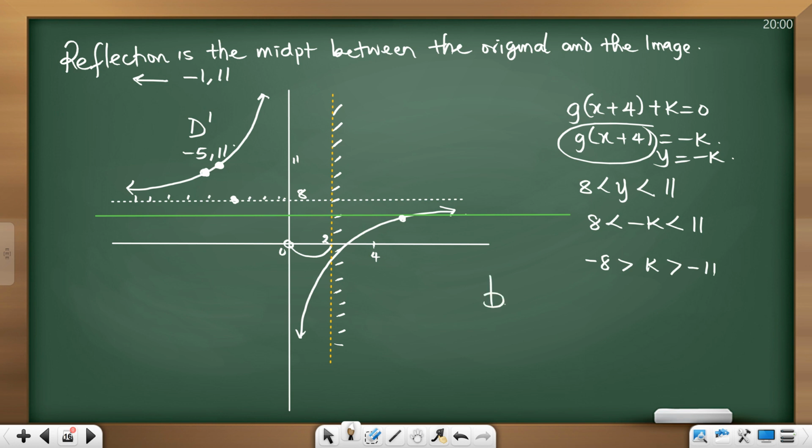Remember, your inequality must be written as less than, less than. And when we write less than, the smaller number should be on the left-hand side. So can we write this? What's it going to be? 11 less than K less than negative 8.